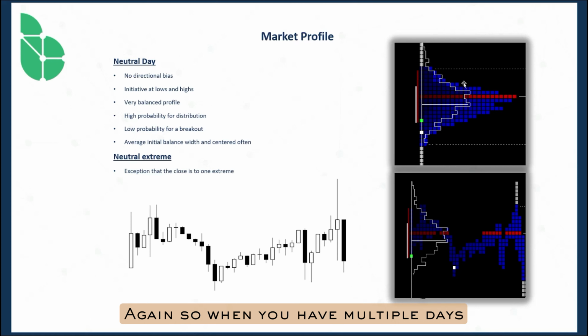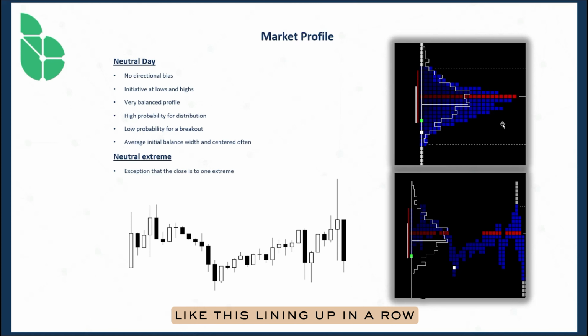Again, when you have multiple days like this lining up in a row, it really helps you paint a really defined range by creating a composite, so that you could take rotational trades at the extremes, whether we're talking about mean reversion trading. What's great about these types of profiles is, well, one, we're seeing this after it's painted, so it's not like you got to see this happening before it did.